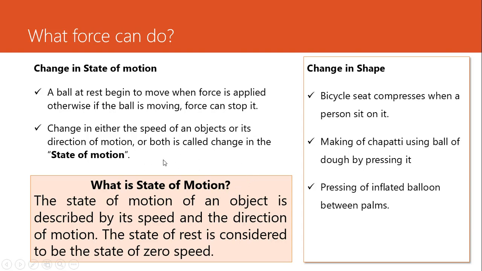What is state of motion? The state of motion of an object is described by its speed and the direction of motion. The state of rest is considered to be the state of zero speed.